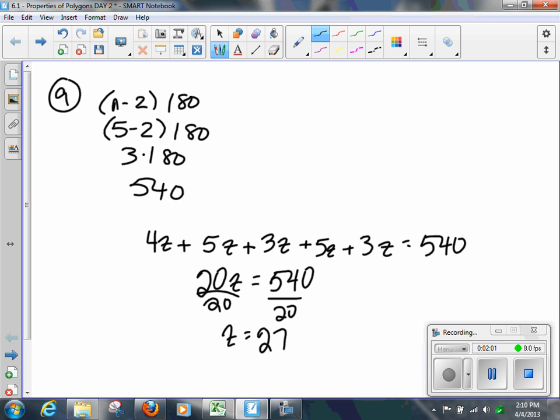It's to find the measure of each angle. So what am I going to have to do to 27? I have to substitute. 4 times 27 is 108. 5 times 27 is 135. 3z, 3 times 27 is 81 and 81. And how could I make sure? Right on. Questions?